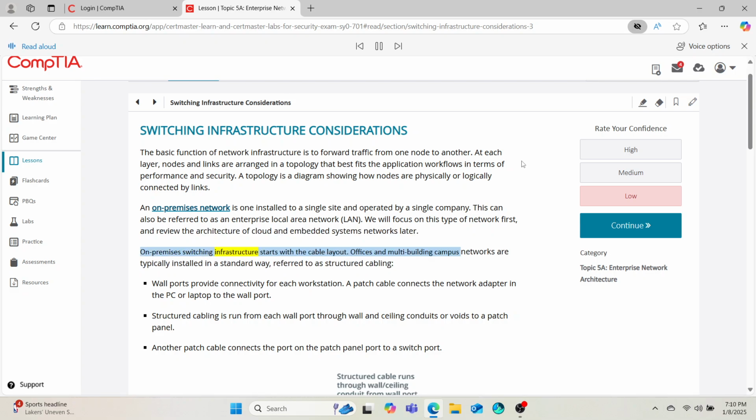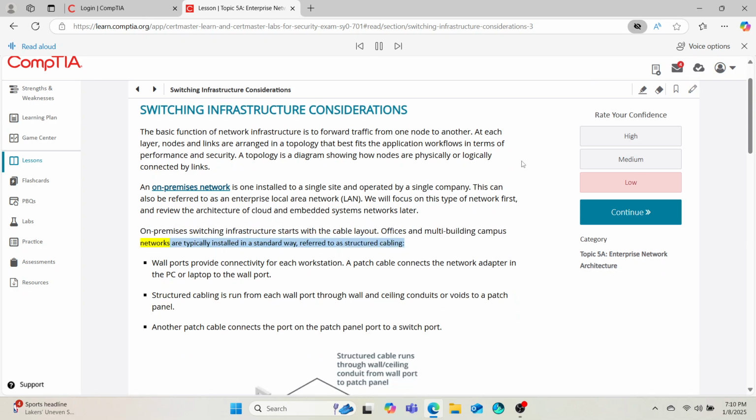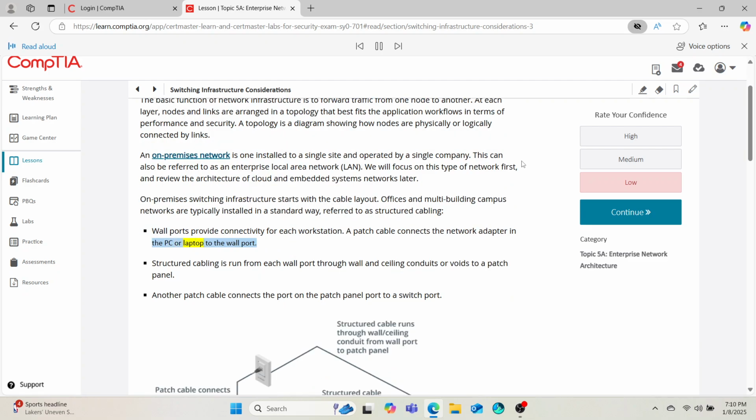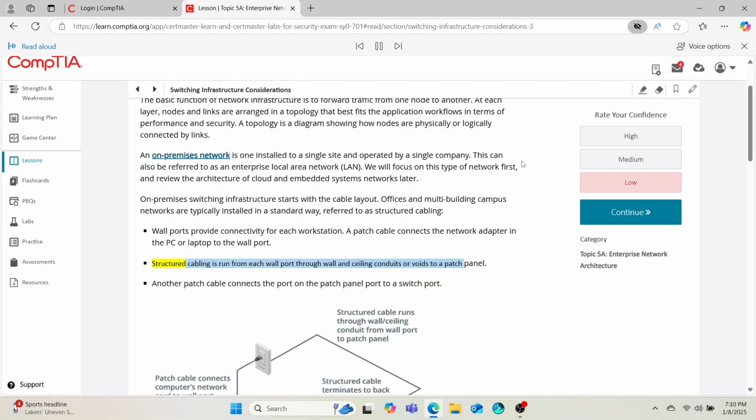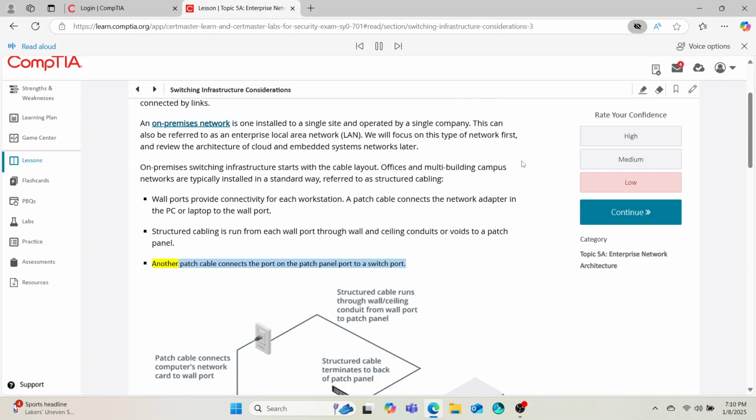On-premises switching infrastructure starts with the cable layout. Offices and multi-building campus networks are typically installed in a standard way, referred to as structured cabling. Wall ports provide connectivity for each workstation. A patch cable connects the network adapter in the PC or laptop to the wall port. Structured cabling is run from each wall port through wall and ceiling conduits or voids to a patch panel. Another patch cable connects the port on the patch panel to a switch port.